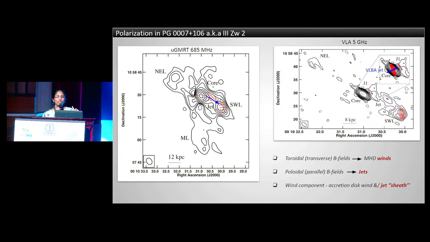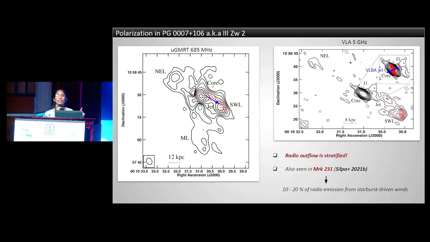In keeping with this model, in the VLA image, J1 is an optically thin jet component. There, the inferred magnetic fields are poloidal fields, which could be threading the spine of the jet. And therefore, what we see here is a composite, or rather a stratified, radio outflow, where each stratum of the outflow has distinct magnetic field geometries, and they are sampled on different spatial scales, like a jet plus wind or a spine-sheath structure in the jet. This kind of composite outflow is also seen in Markarian 231, which is another Seyfert galaxy.